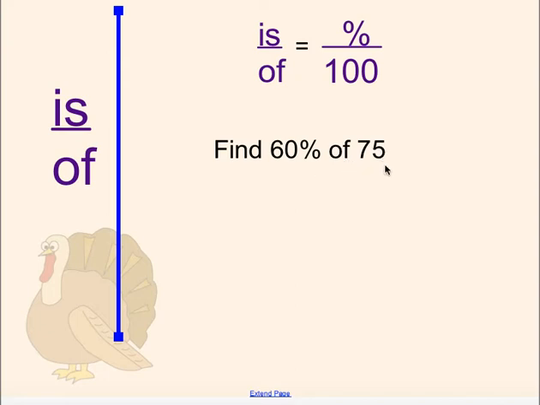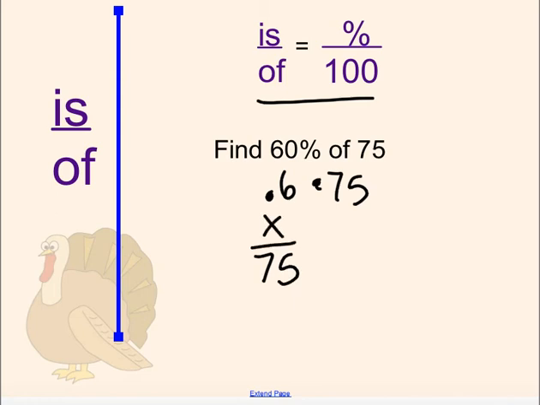There are many ways to do this. One way is, let's turn that 60% into a decimal of 0.6. Of in math means multiplication, so we could multiply those together. Another is using this formula up here that we talked about. We have the of 75, that's the total, but we don't know what is 60% of 75. So we put 60 as our percent out of 100. And we can cross multiply and solve the problem.